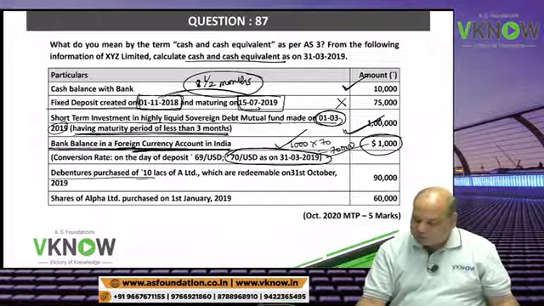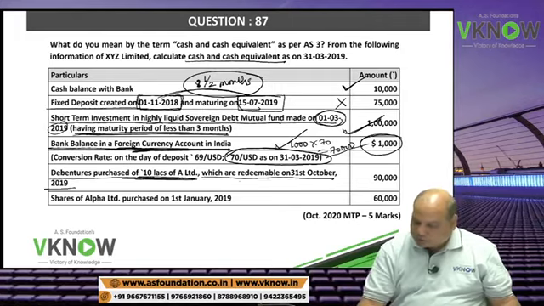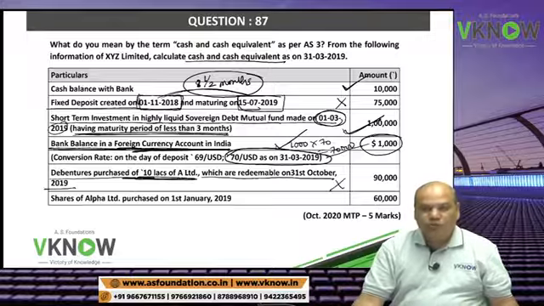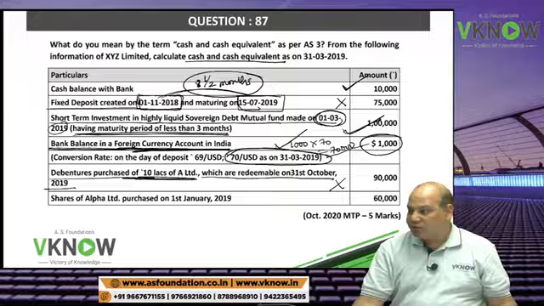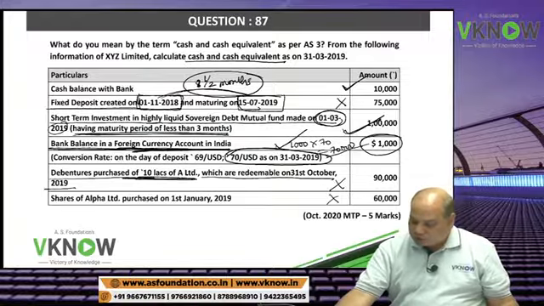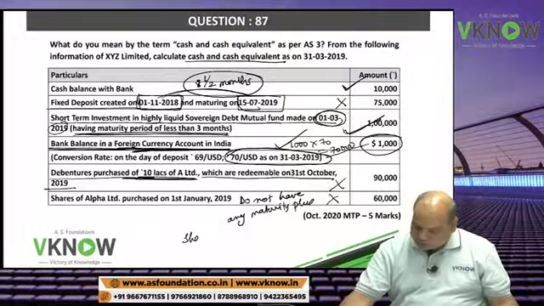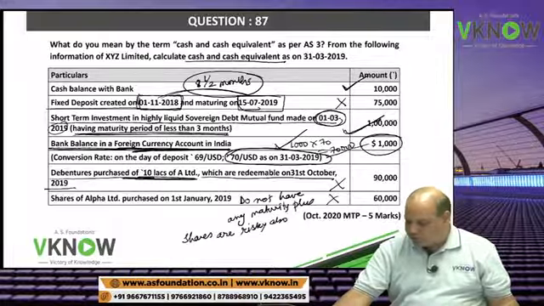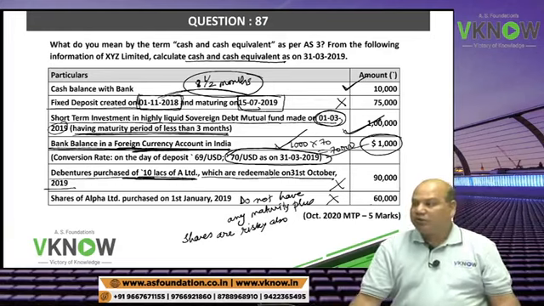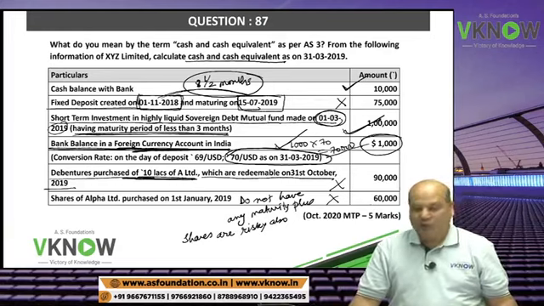Debenture purchased of rupees 10 lakh of A Limited, which are redeemable on 31st October. The answer is no. Its maturity period is more than 3 months. And then shares do not have any maturity date, and plus shares are risky also. Therefore, 60,000 investment in share cannot be called as cash equivalent.